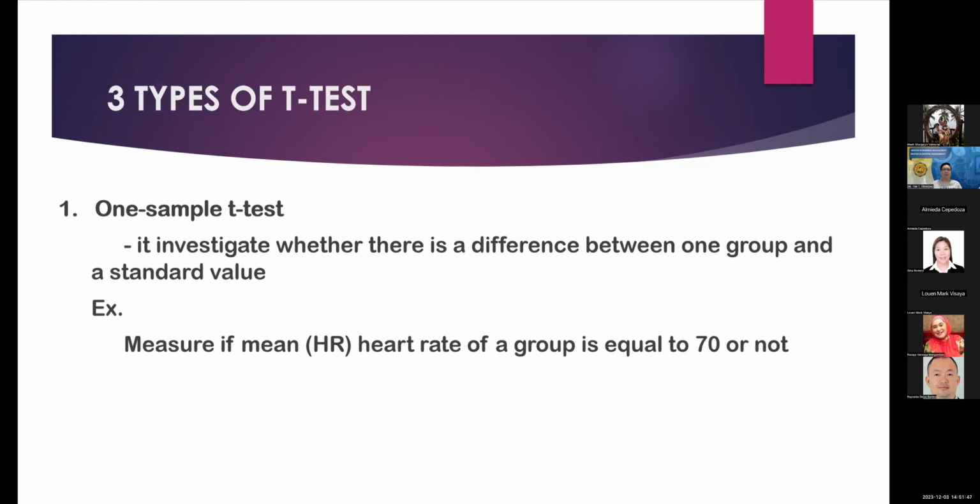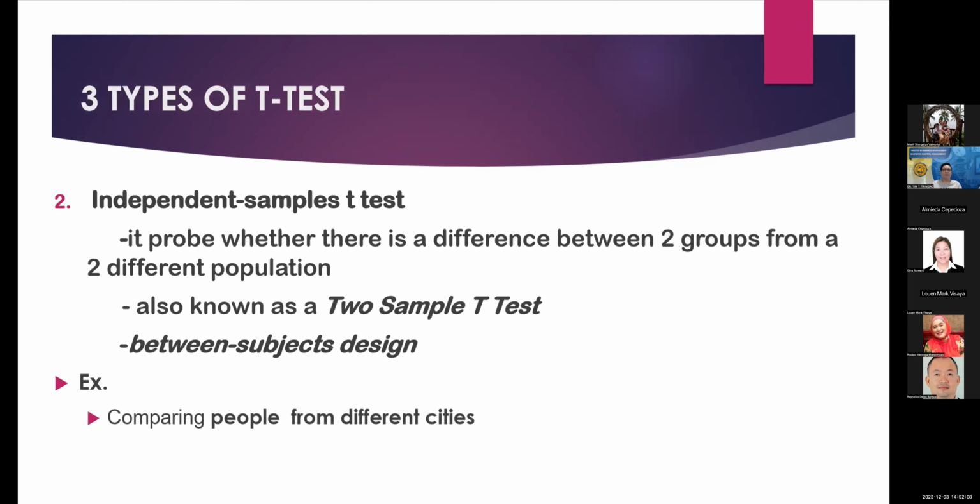So there are three types of t-test. The first one is the one-sample t-test. This investigates whether there is a difference between one group and a standard value. For example, you want to measure if the mean heart rate of a group is equal to 70 or not. Another type is the independent sample t-test. It probes whether there is a difference between two groups from two different populations. This is also known as a two-sample t-test. This is a between-subjects design. An example is when you are comparing people from different cities.